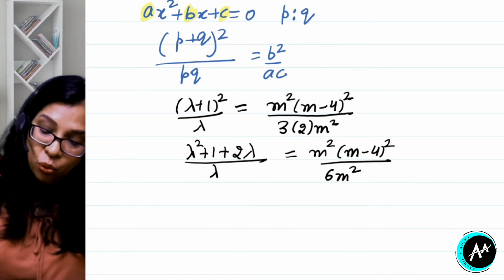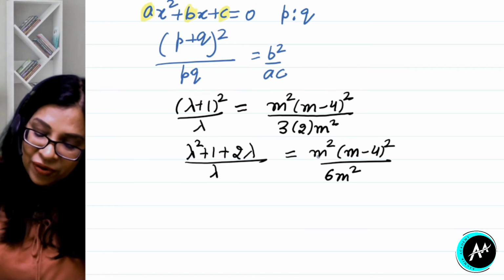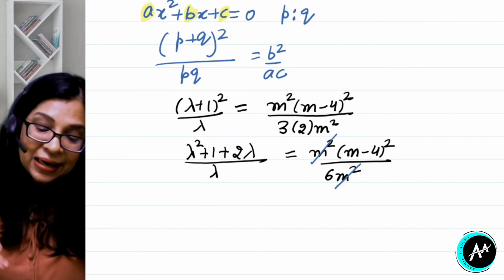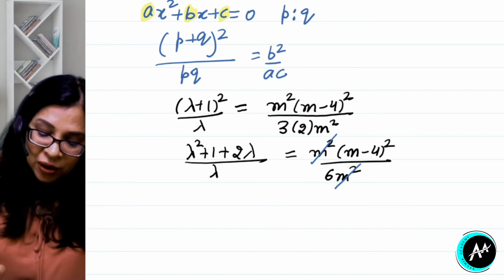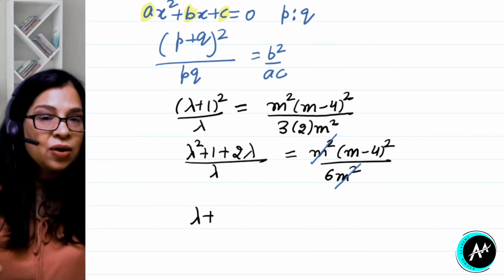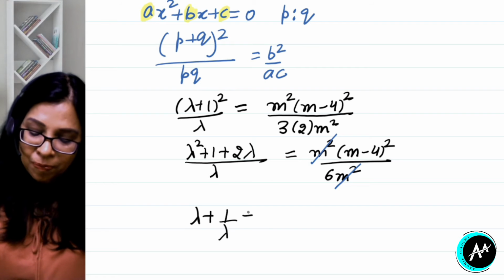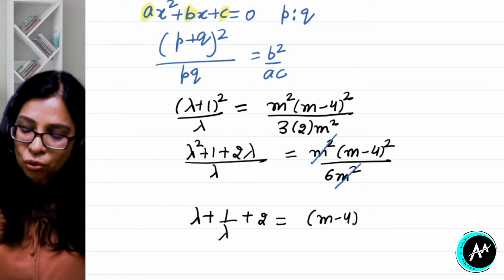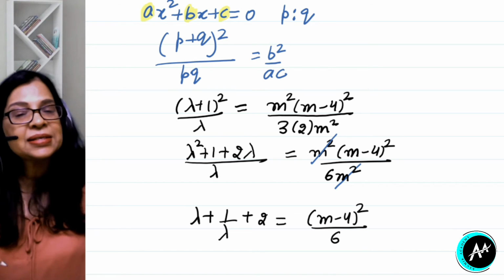Now, what are we going to do? First of all, observe m square will get cancelled. Alright, now on the left hand side, let us separate the terms. Alright, so what do I get? Lambda square upon lambda will be lambda plus 1 upon lambda, and plus 2 will be equal to m minus 4 whole square divided by 6.